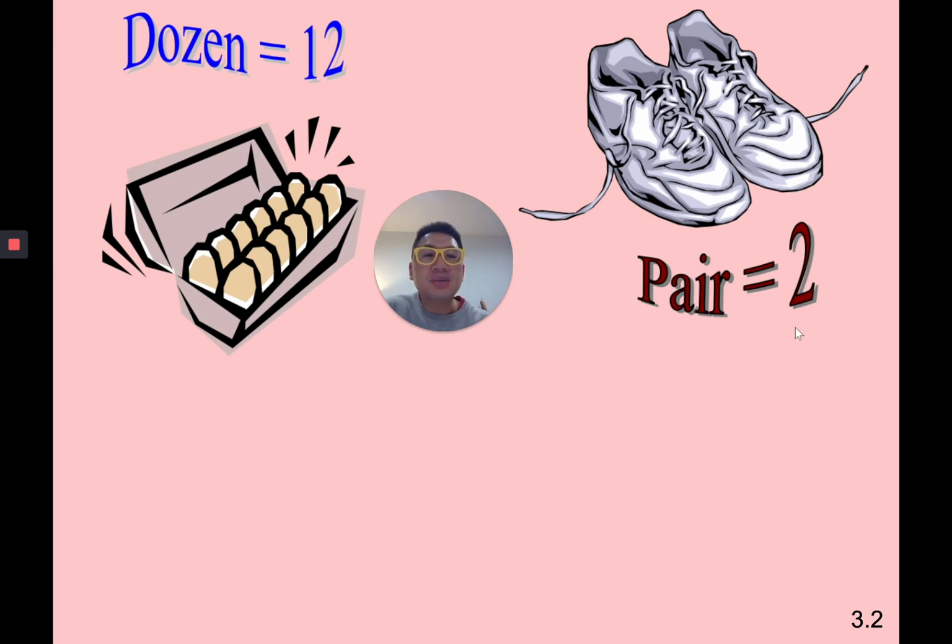A pair is 2. A pair of shoes, you have 2 shoes. You have a pair of socks, you have 2 socks. A pair of people, we're talking about 2 people. A pair is 2, a dozen is 12.